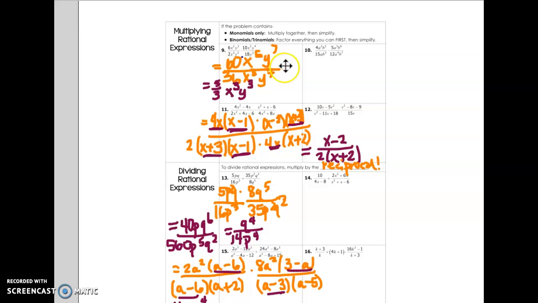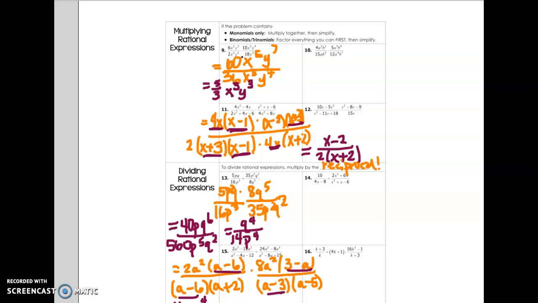You can multiply all the way across with the binomials and then simplify. Or if you recognize 5 and 35, I could cancel 5s there. So I could have a 1 and a 7 here, and a 1 here and a 2 here. It might make your life easier simplifying that way, but it doesn't really matter.